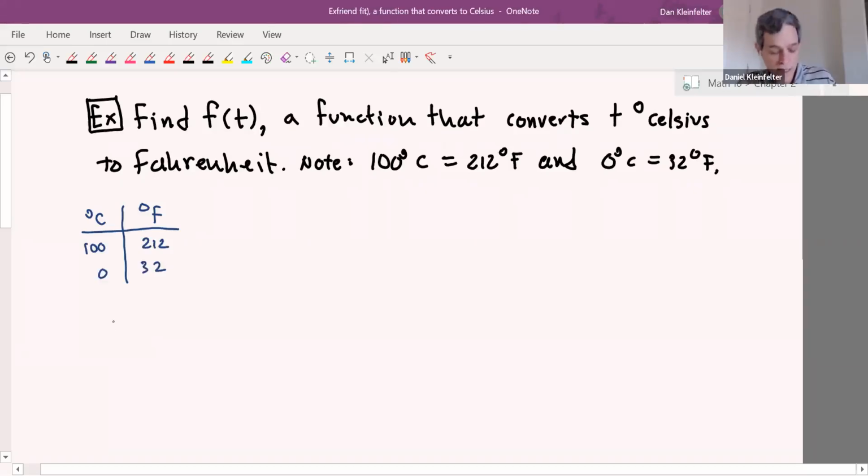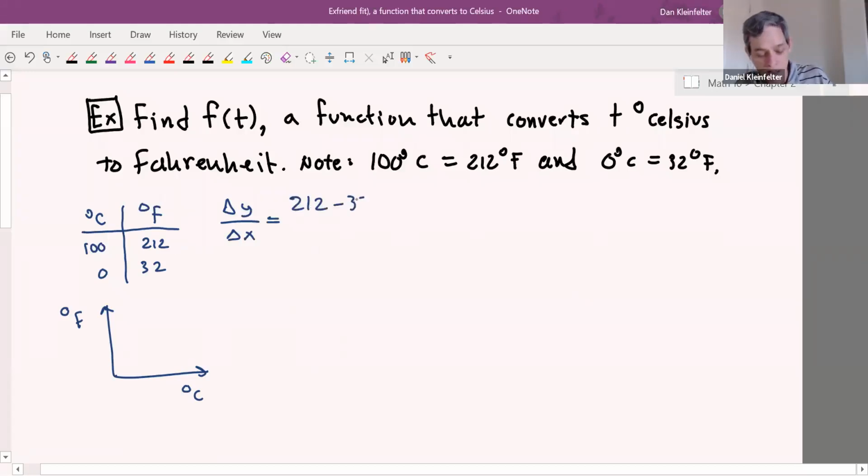So then we're going to need to produce the slope. So let's think about that. Our input is degrees Celsius and our output is degrees Fahrenheit. So in this problem, the y's are like the degrees Fahrenheit and the x's are like the degrees Celsius. I just have to make sure to put the right one on top, right? So for the slope, we'll have the change in y over the change in x. So that'll be 212 minus 32, divided by 100 minus 0.